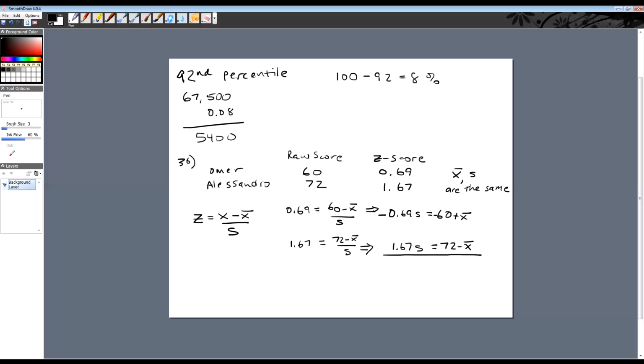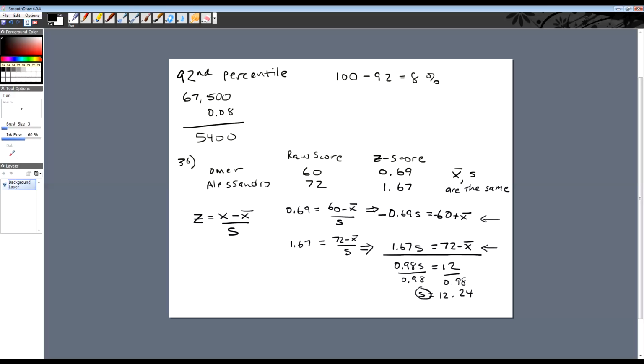So a negative x bar plus x bar would be 0. So negative 60 plus 72 is 12. And negative 0.69s plus 1.67s gives us 0.98s. We can solve for s by dividing both sides by 0.98, and s equals 12.24. And now that we know what s is, we can plug this back into either of these two equations up here to solve for x bar.